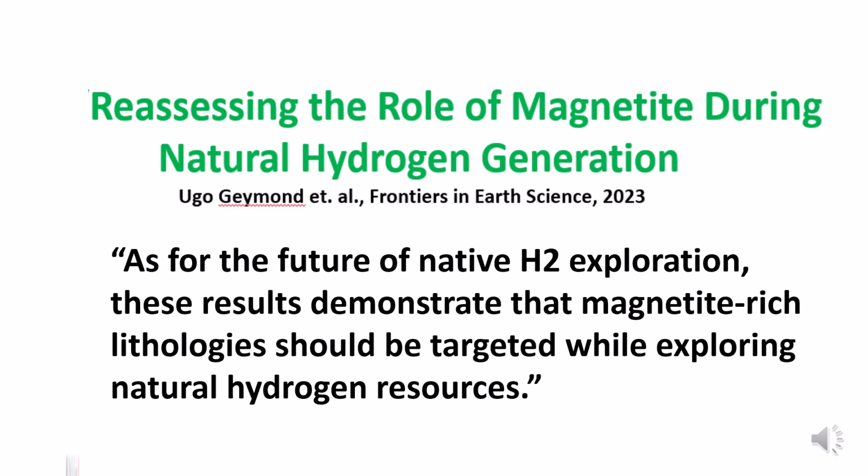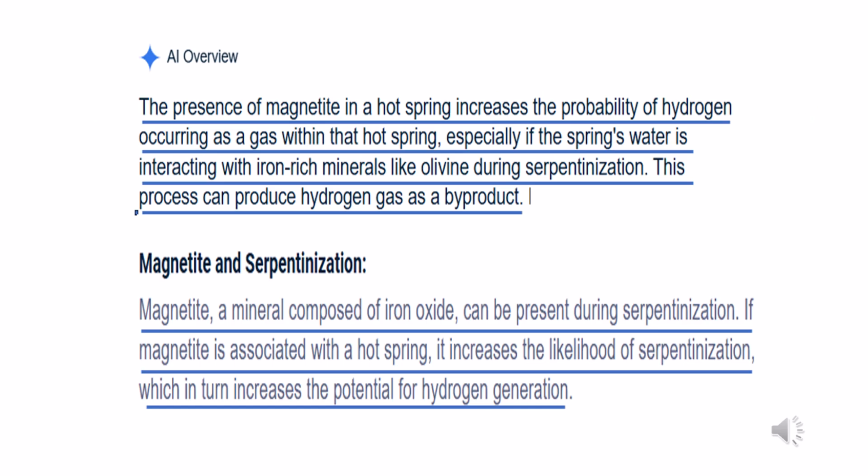As for the future of native hydrogen exploration, these results demonstrate that magnetite-rich lithologies should be targeted while exploring natural hydrogen resources. Based on Gaymond's laboratory testing, magnetite is the primary source of hydrogen gas. According to an artificial intelligence overview, the presence of magnetite in a hot spring increases the probability of hydrogen occurring as a gas within that hot spring, especially if the spring's water is interacting with iron-rich minerals like olivine during serpentinization. This process can produce hydrogen gas as a byproduct.